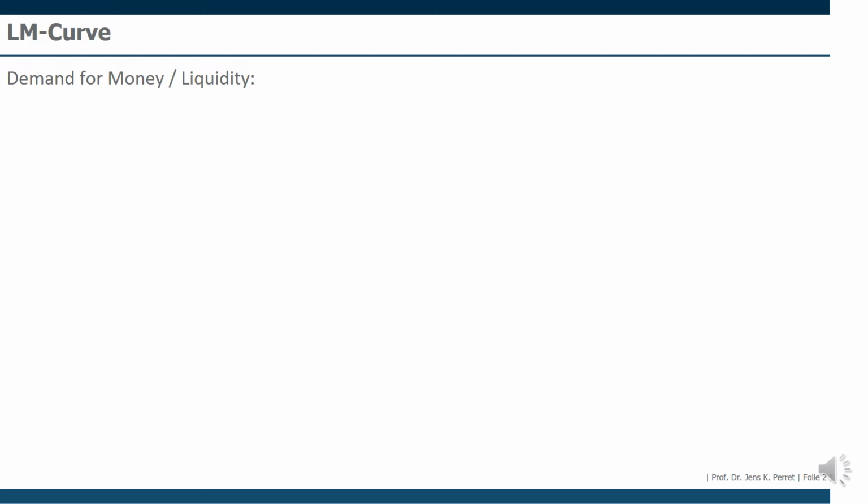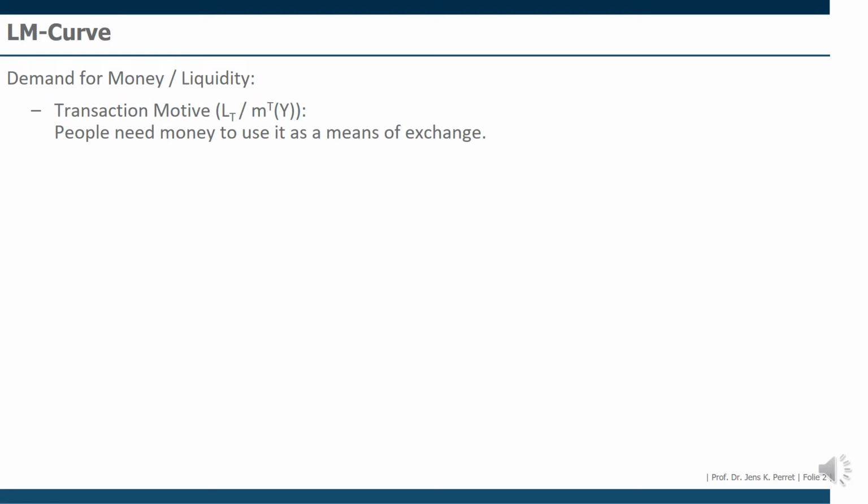So if we talk about an equilibrium, we need first to talk about the demand side and the supply side. If we start with the demand for money, that's basically due to us wanting to stay liquid. So it's a question of liquidity. That's actually where the L in LM curve comes from, liquidity. There are three reasons, or three motives, for money demand. That's the transaction motive. People need money to actually realize transactions. They need this as a means of exchange.